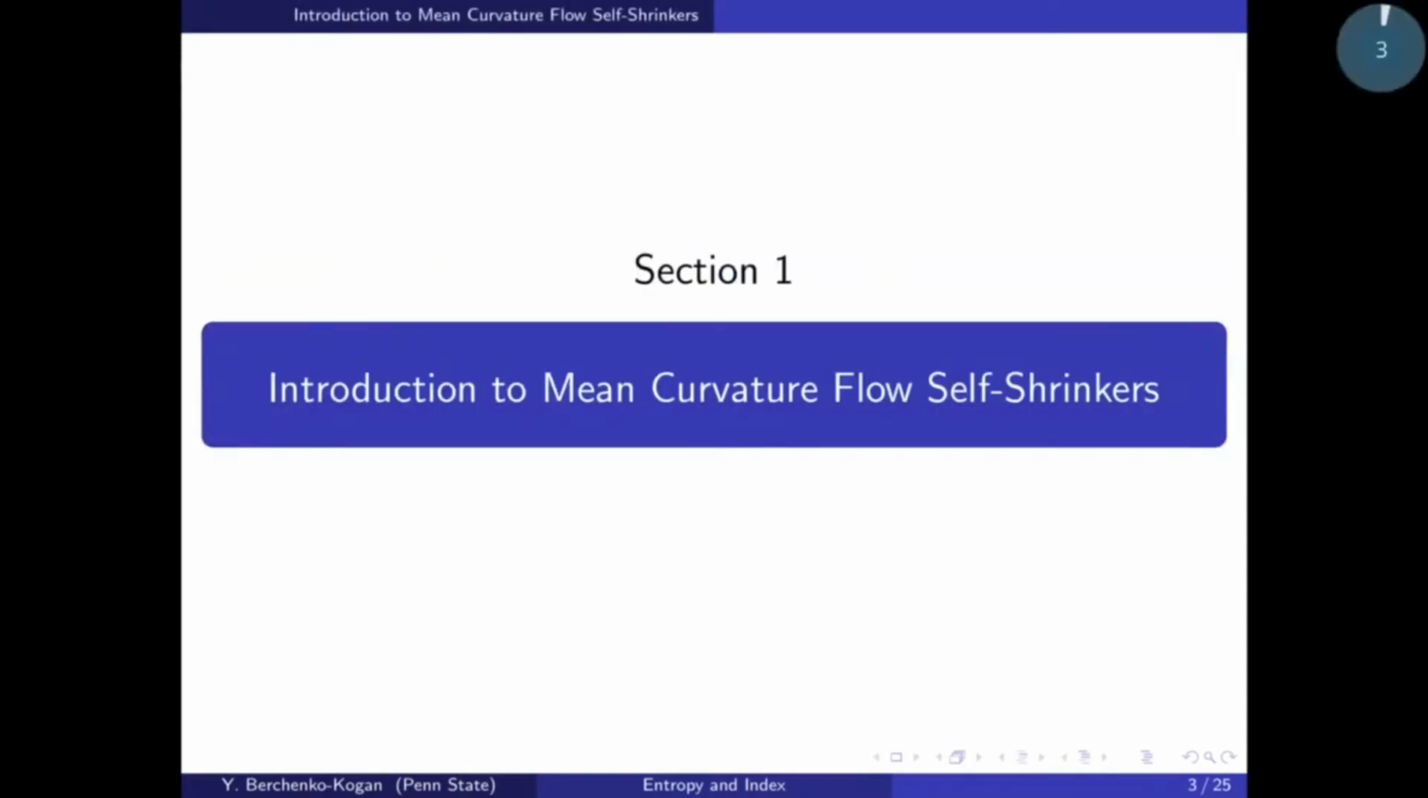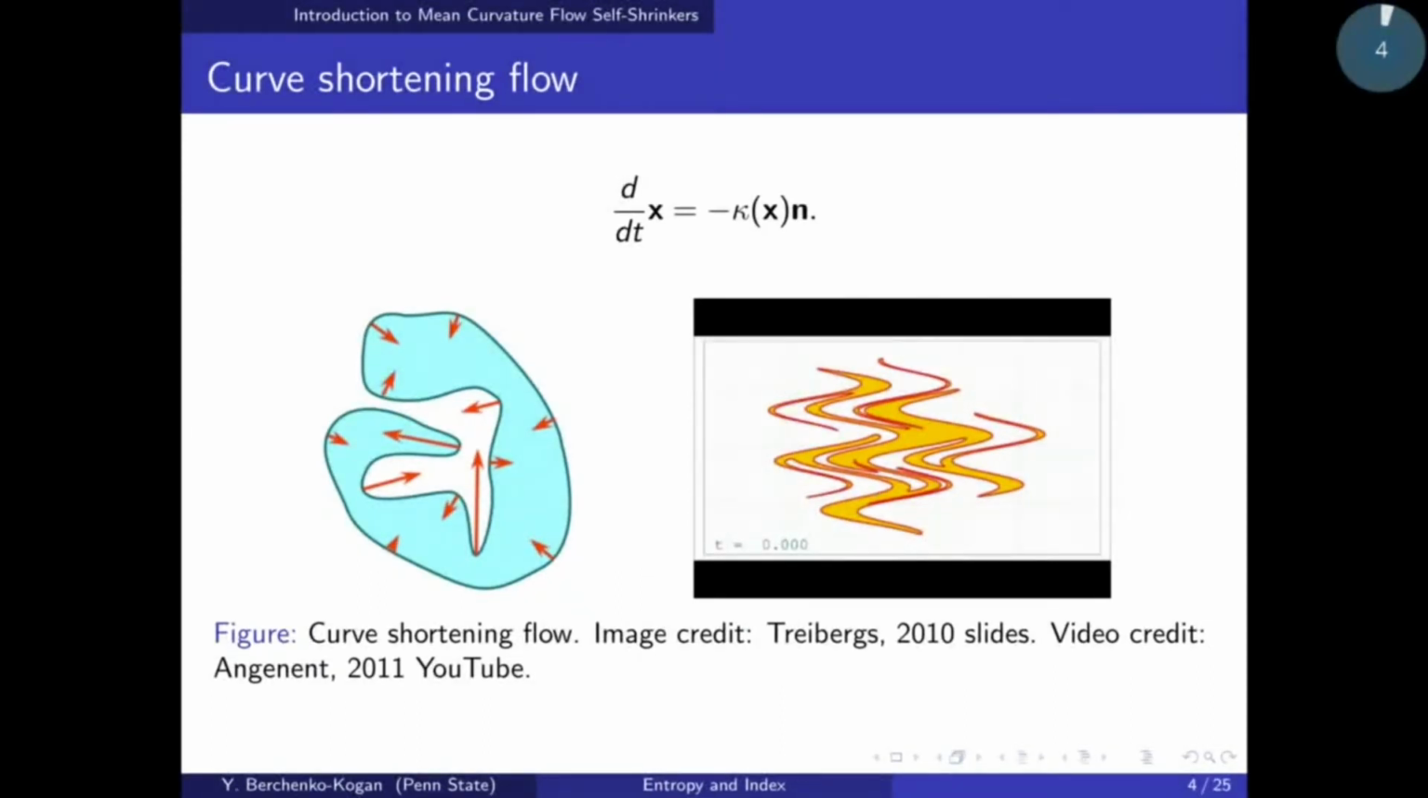So let's begin. To introduce mean curvature flow, it's often easiest to start with the one-dimensional setting, which is curve shortening flow. I've borrowed a picture here on the left that illustrates how curve shortening flow works. So you have this curve. You can imagine it's a rubber band that's trying to become shorter.